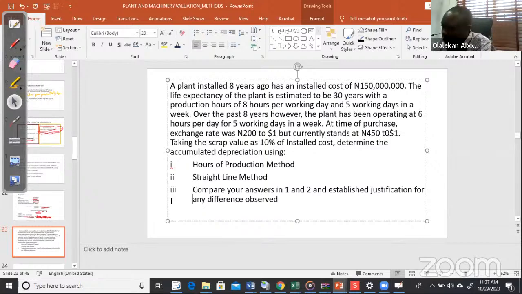So are we now using the 30 years estimated life, or are we using the number of years that the machine has been in operation, which is 8 years? No, this one is total productive hour, not operating hour. Okay. So you are considering the 30 years, which is the productive hour. Check your chat, madam.